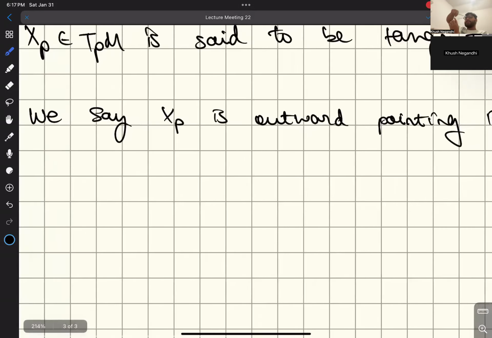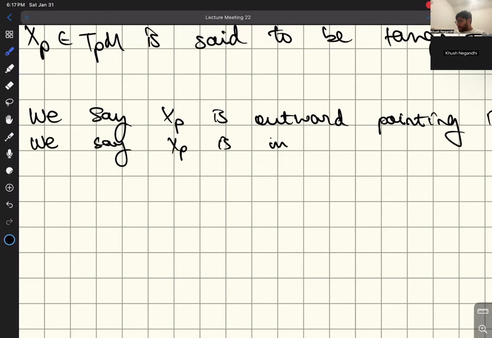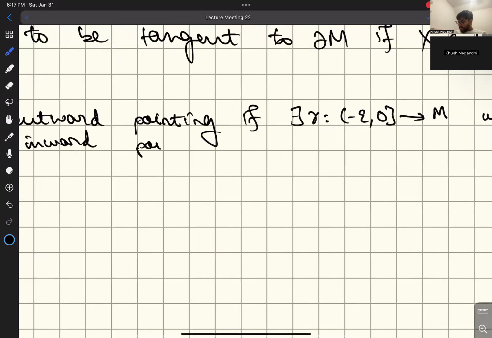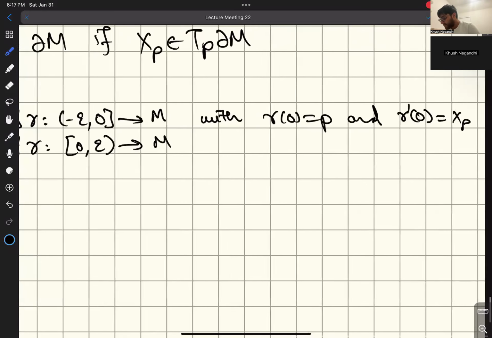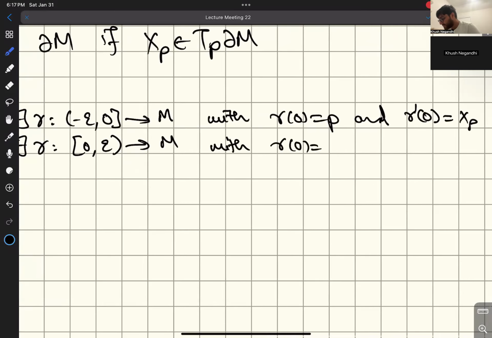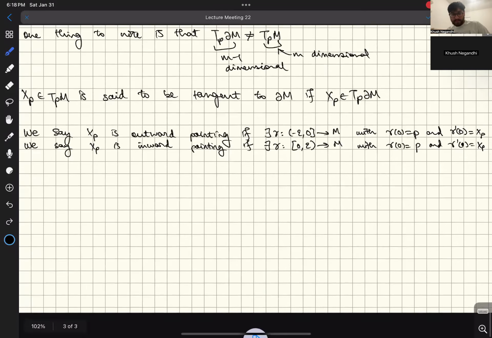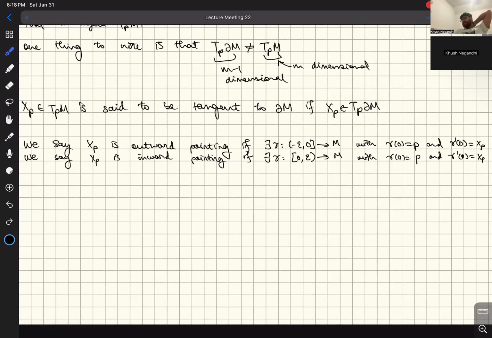Similarly, we can start on the boundary and then shoot inward. Then the velocity vector would point upward and hence would point inward. So we say X_p is inward pointing if there exists a gamma that now starts at zero, with this. Okay, so that's just the basic terminology and the basic stuff we would need for manifolds with boundary.